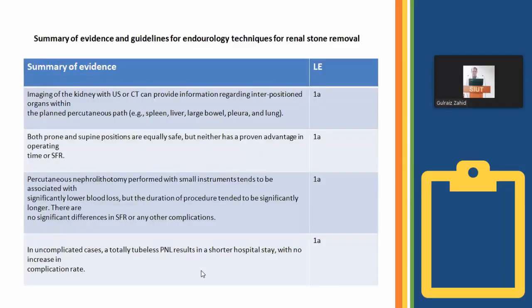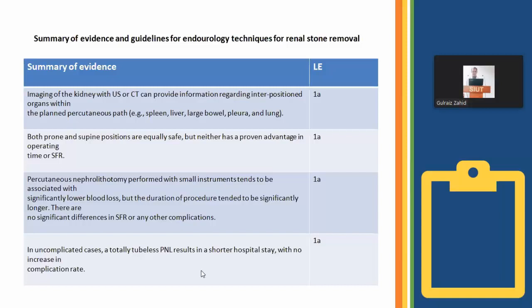This is a summary of evidence and guidelines for endourology techniques for renal stone removal. Summary of evidence. Imaging of the kidney with ultrasound or CT can provide information regarding interposition organs with the planned percutaneous path, that is spleen, liver, large bowel, pleura, and lung. Both prone and supine positions are equally safe, but neither has proven advantage in operating time or SFRs.